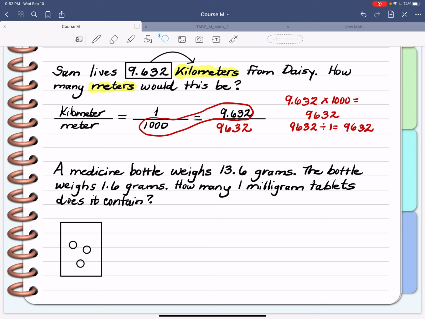So, the bottle itself, the plastic that it's made of, weighs 1.6 grams. The entire thing weighs 13.6 grams. So I'm going to take the 13.6 and I'm going to take away the weight of the bottle. This is the whole thing. And this is the bottle itself. So if the bottle were just empty, it would weigh 1.6 grams. So let's subtract and we get 12.0 grams of medicine.